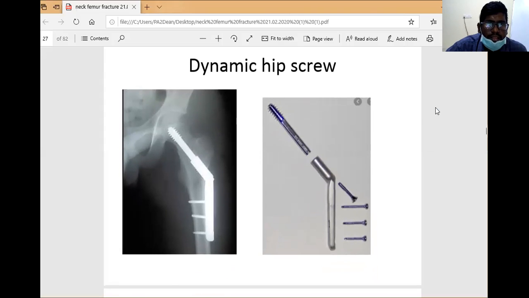So this is a DHS, dynamic hip screw, which allows collapse at the fracture site. Dynamic means this screw can be moved within the barrel of the blade. So it allows the collapse of the fracture and allows union.